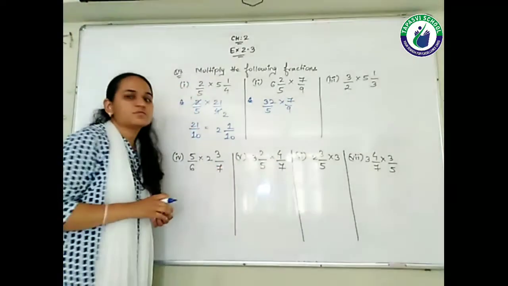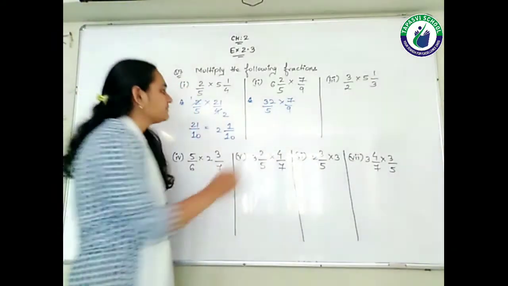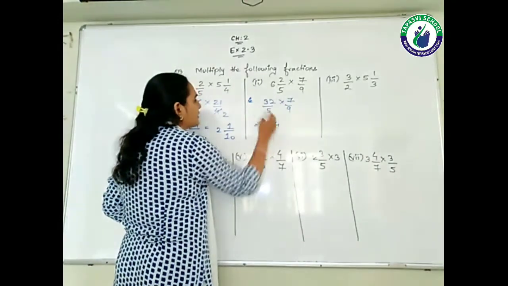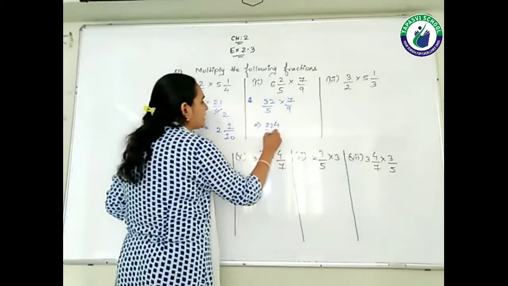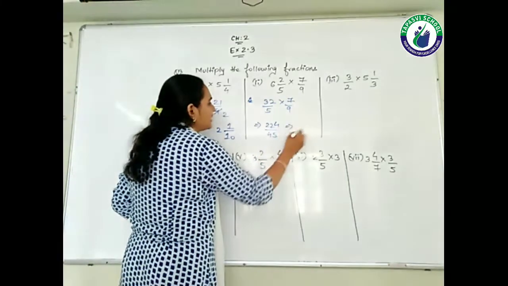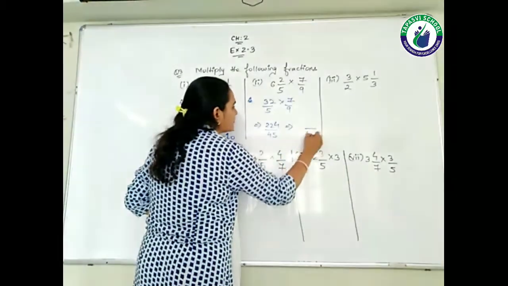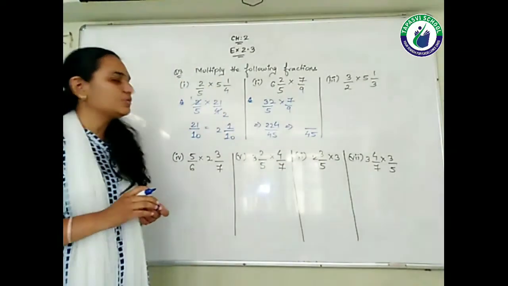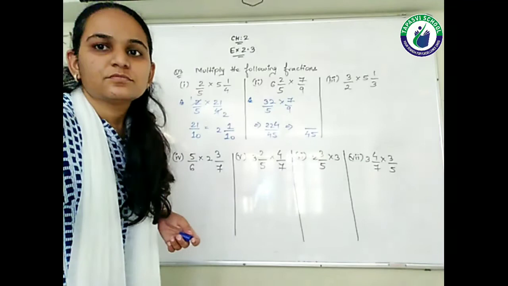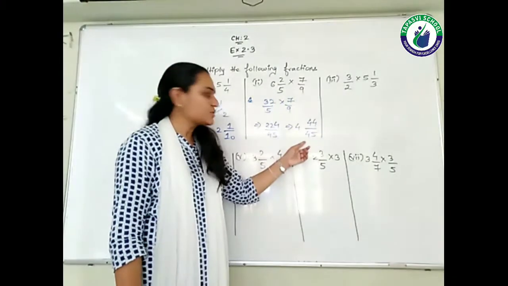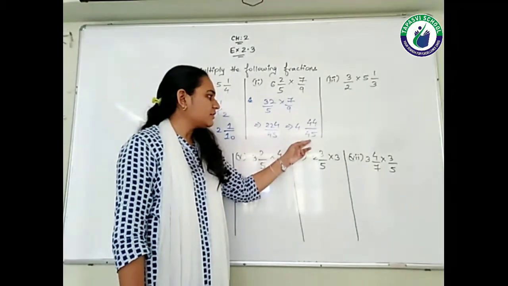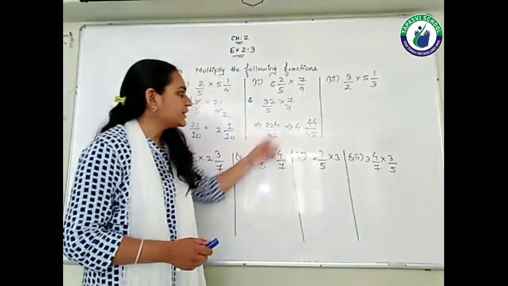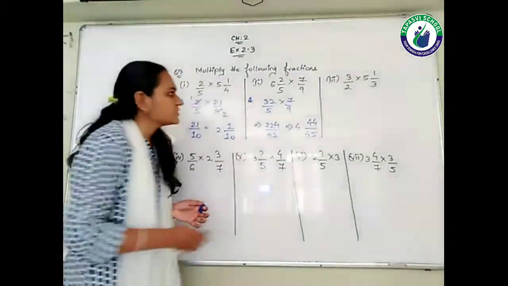Nothing can be cut down, students, so directly we'll multiply them. So 2 7s are 14, 3 7s are 21 plus 1, 22, and 5 9s are 45. So let's convert this into a mixed fraction. 45 4s are 180 plus 44. So we'll get 4 integer 44 upon 45. Next question, students.